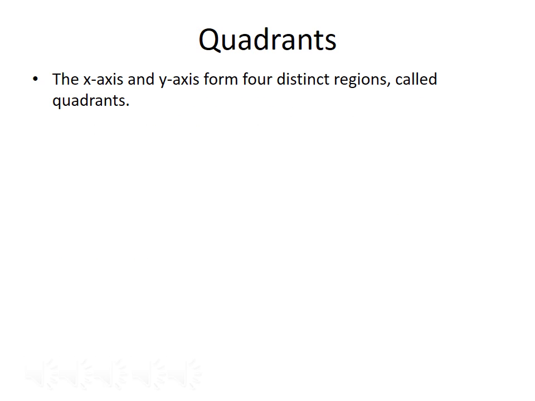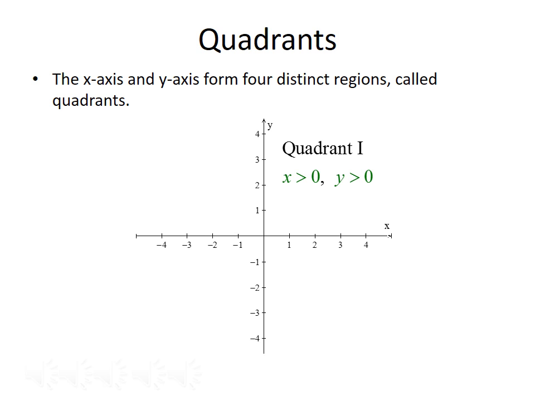And when talking about the rectangular coordinate system, an important concept is the concept of quadrants. So the x-axis and y-axis split your space up into 4 distinct regions that we call quadrants. And the quadrants tell us something about the values of the coordinates of our points.